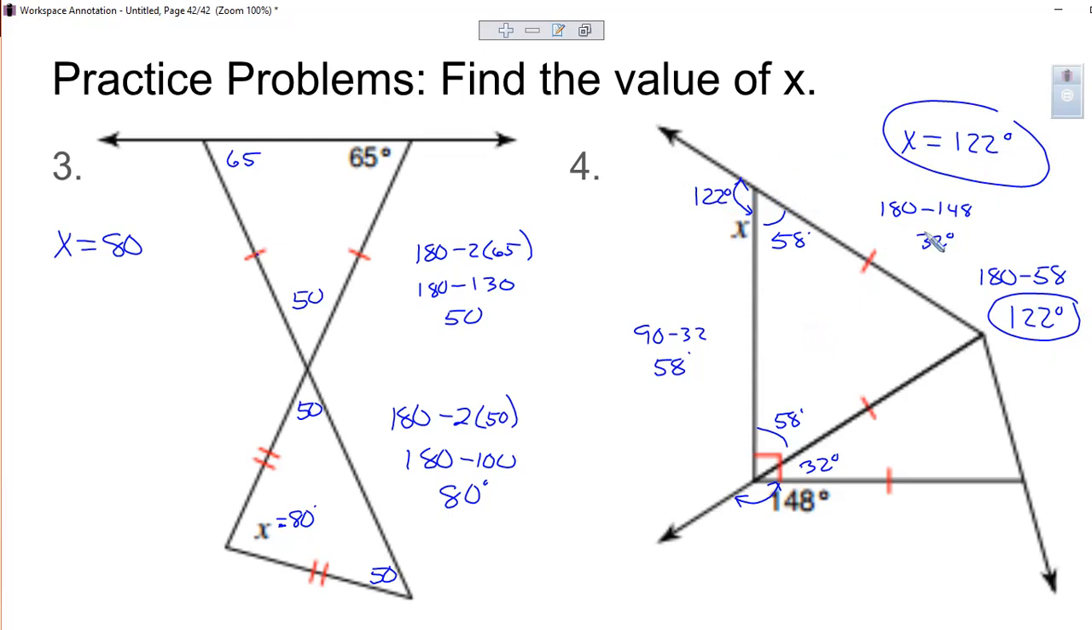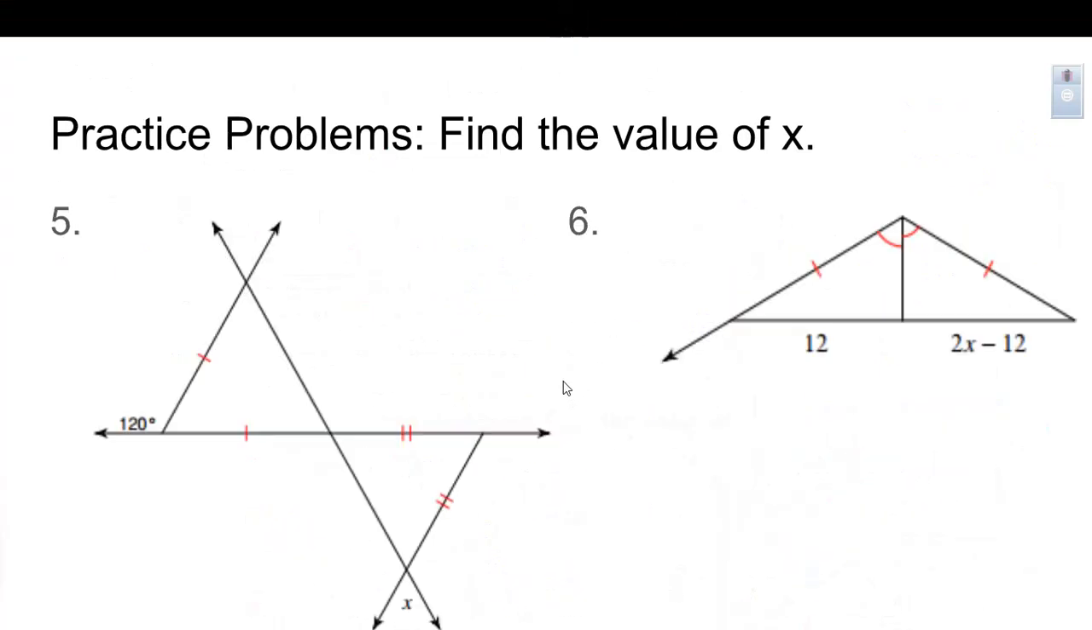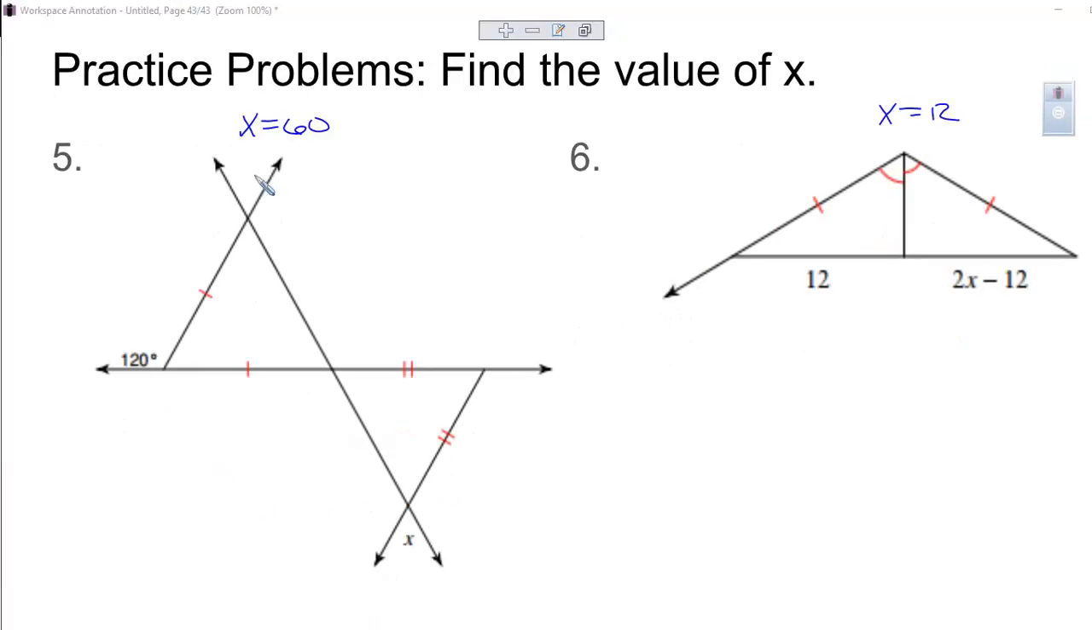All right, let's go to the next two, 5 and 6. So I want you to pause the video now, work these two out, and come back and check your answer when you're done. All right, so in number 5, you're going to get x equals 60, and number 6, you're going to get x is equal to 12. So let's see how we did that. They give us 120. This is an exterior angle, which means it's going to be a linear pair with its adjacent interior angle. So that means 180 minus 120 is going to give us 60 degrees.